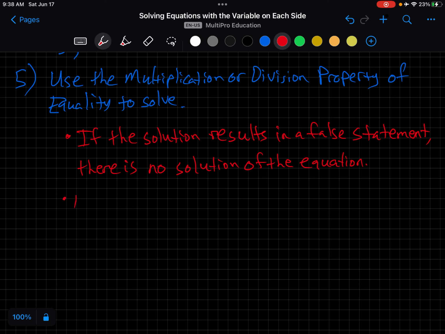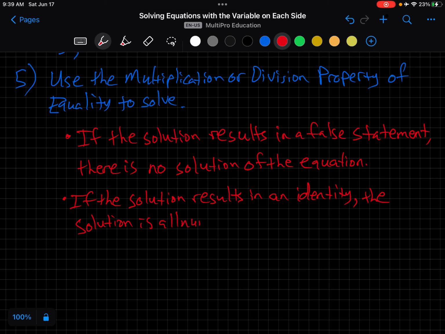Okay. And then if the solution results in an identity, the solution is all numbers. Okay.